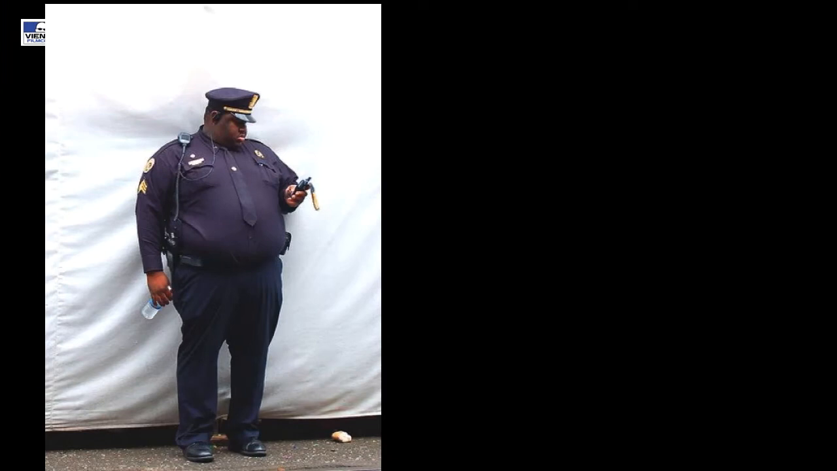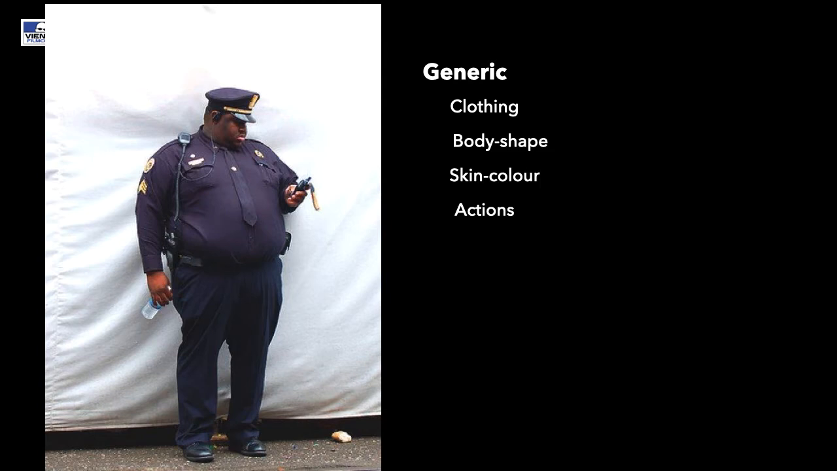As we have remarked before, the uniform of a policeman is not a sign, but it becomes a sign as soon as it's in a picture, like here. The depicted policeman has several generic features, which help us identify the meaning of the depiction. There is, for once, the uniform. Then there is his body shape, his skin color, his actions, like fidgeting with a cell phone.